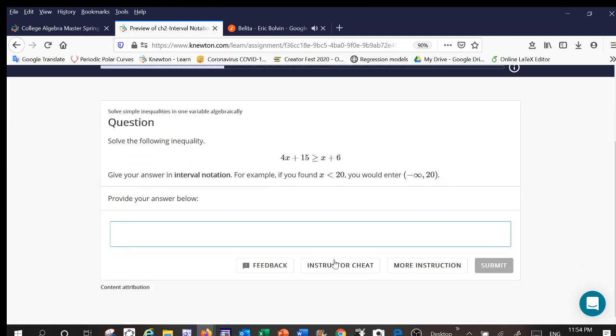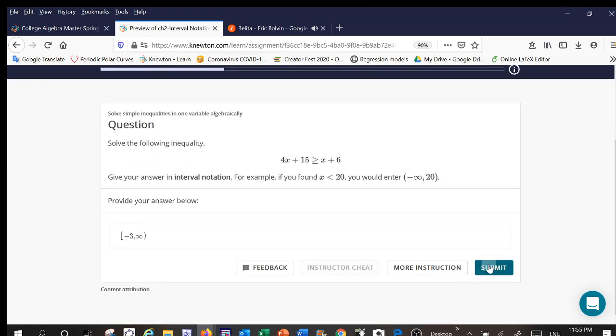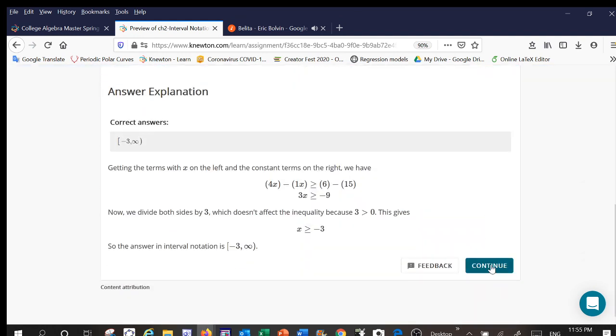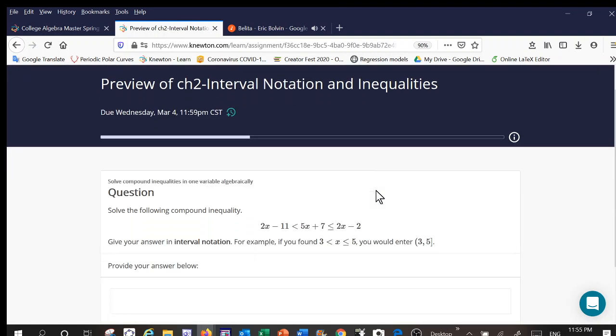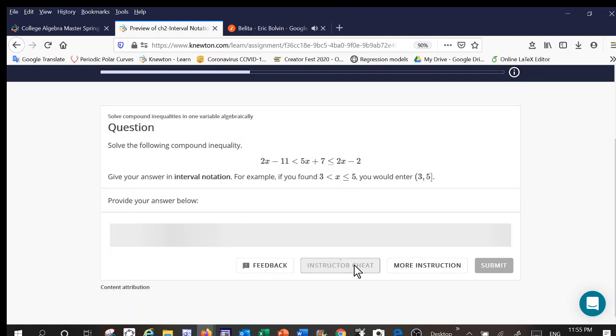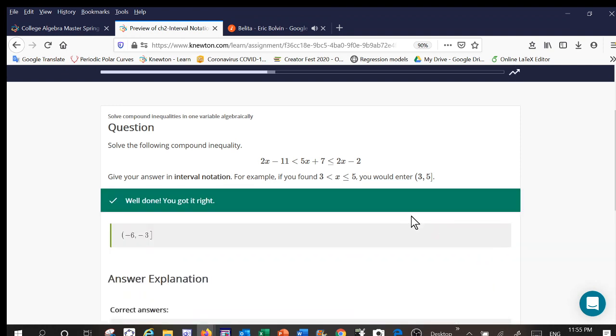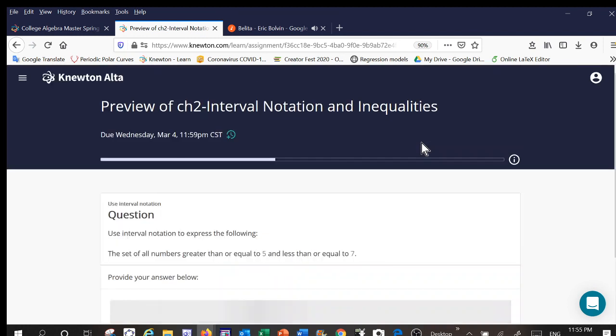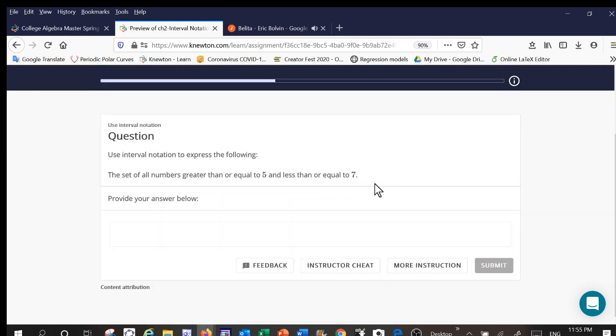All right, this is similar, so I'm going to let you do it. Similar problem. So these are all inequalities that, again, we got two of them, just similar to the one I did. So it's a set of all numbers greater than or equal to 5 and less than or equal to 7. It says use interval notation to express it.